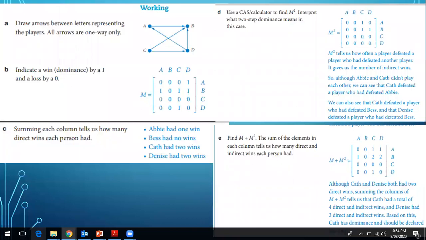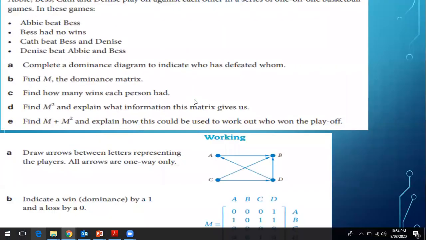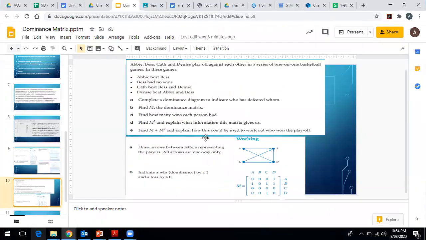That is a worked example from your book, and it's asking you to draw. Here's the question. Abby, Bess, Kath, and Denise play off against each other in a series of one-on-one basketball games. In these games, Abby beat Bess. Bess had no wins.